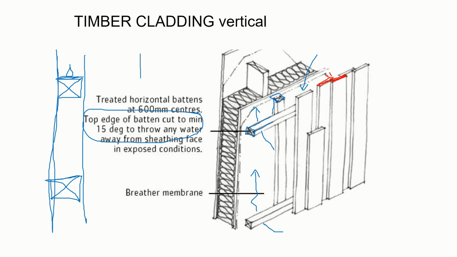So we would take a piece of timber, and from the top of it we would cut that bit off so that any moisture coming down there can actually roll away, right? And we'll see an example of that in a detail.